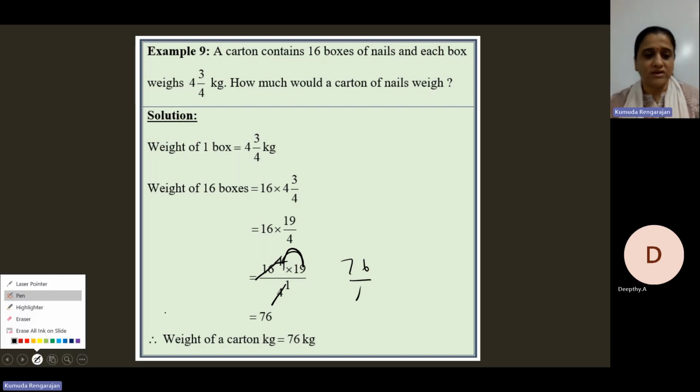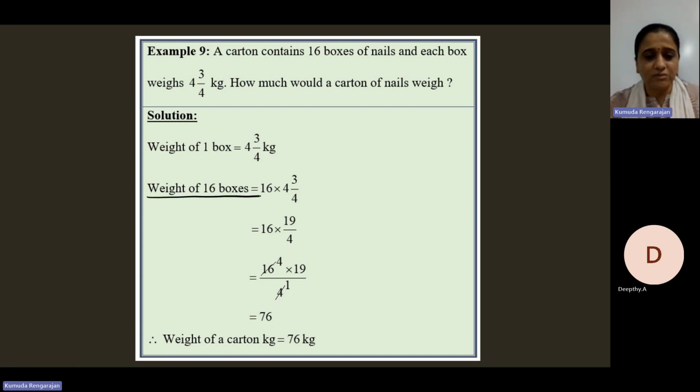Okay. So now see, what did we find? We found the weight of 16 boxes, but that's only the weight of a carton. Oh, sorry, not kg. Made a mistake while typing. Weight of the carton. The carton is equal to 76 kgs. All right. So finding it comfortable to write the statements? Yes. Okay.